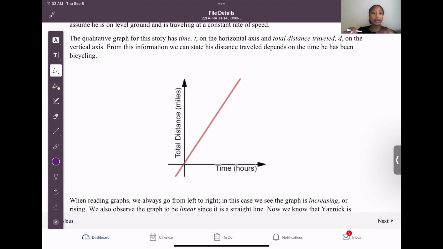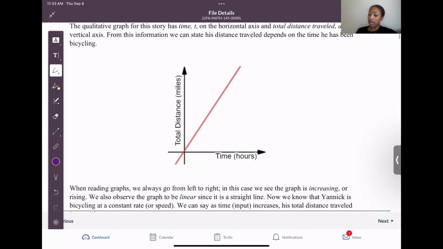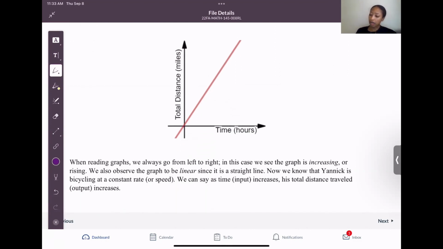So when we have these two quantities, one is going to be an independent variable, one's going to be dependent, we call them. The one that is independent goes on the horizontal axis. So does the time depend on how many miles Yannick has biked? No. Are we like, oh, it's been 5 hours because Yannick biked 2 miles? No. But the distance that he travels does depend on the amount of time that he's biking. So we put the independent variable on the horizontal axis, the dependent variable on the vertical axis, okay? From this information, we can state his distance traveled depends on the time. Yes, and we can see that this graph starts off at 0, 0, and it increases. So how do we interpret this? We want to say as our horizontal axis changes, what's happening to the vertical axis.